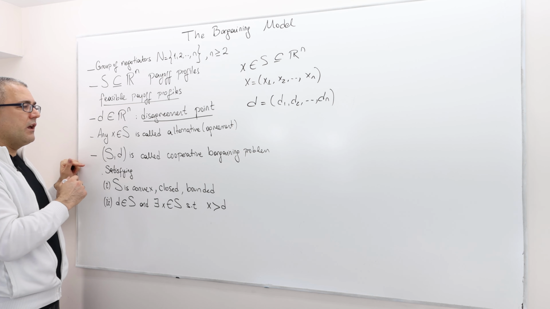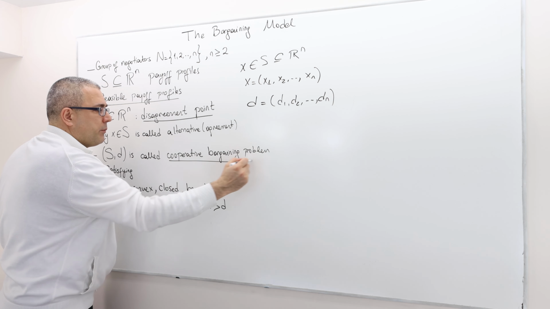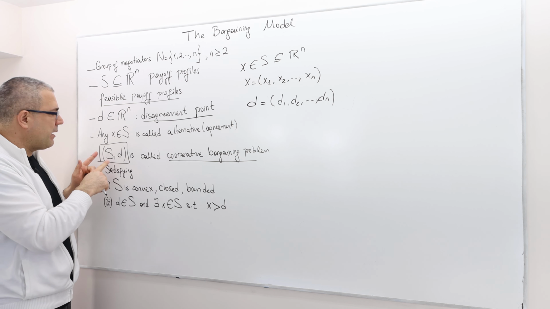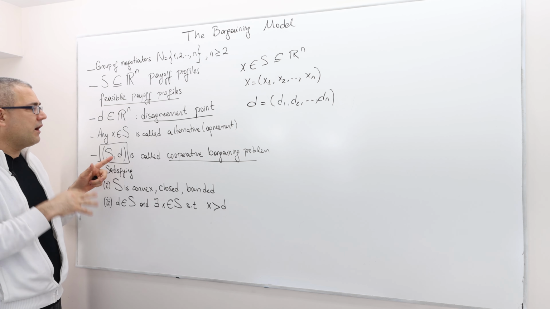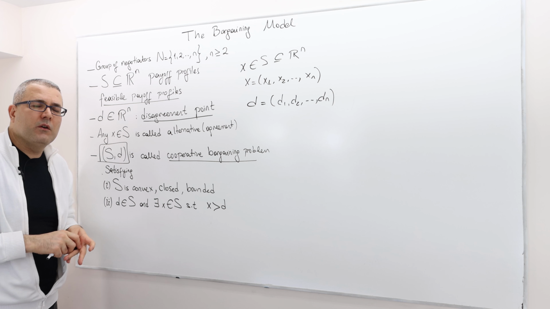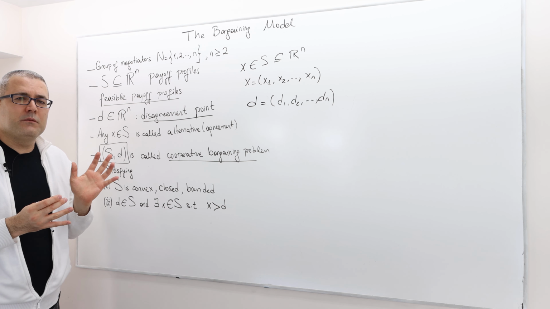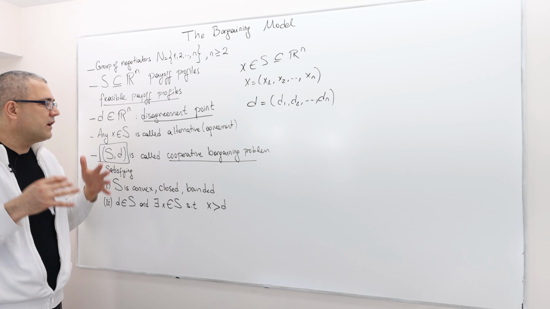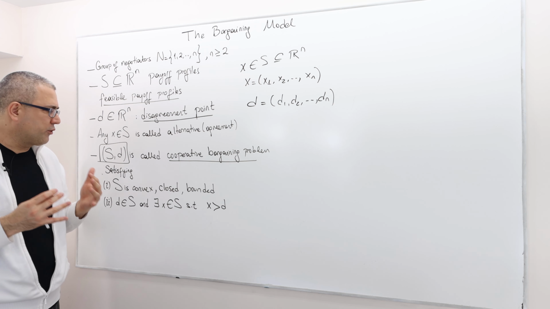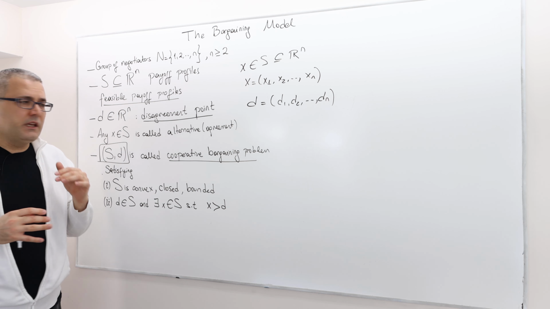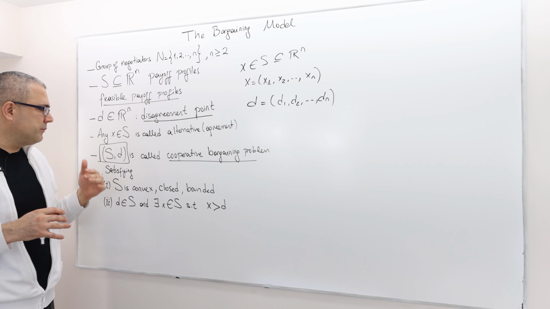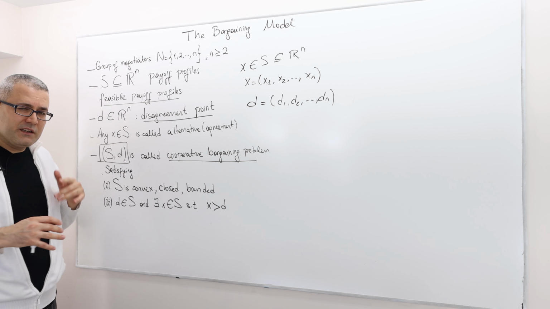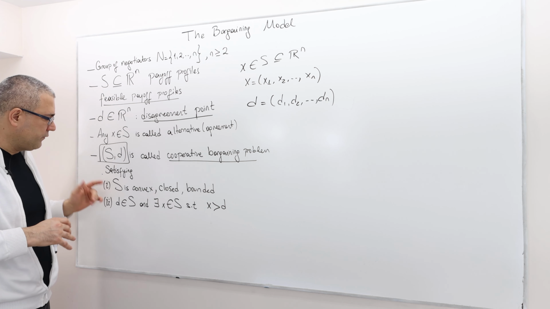So we denote a cooperative bargaining problem by this tuple, S and D. Remember, S is the feasible payoff profile and D is the disagreement point. Together, the set of feasible payoff profiles and the disagreement point define a bargaining problem. And we usually assume that this bargaining problem satisfies these two properties. They're not too strong, but they are technically very helpful and useful.